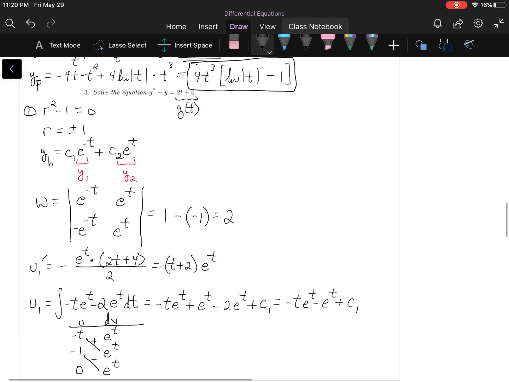Now let's take a look at u2. I'm going to do that up here. So u2 prime is y1, which I chose to be e to the negative t, times 2t plus 4, which is our g function, all over 2. This is going to be positive t plus 2 e to the negative t. Now we want to integrate this.